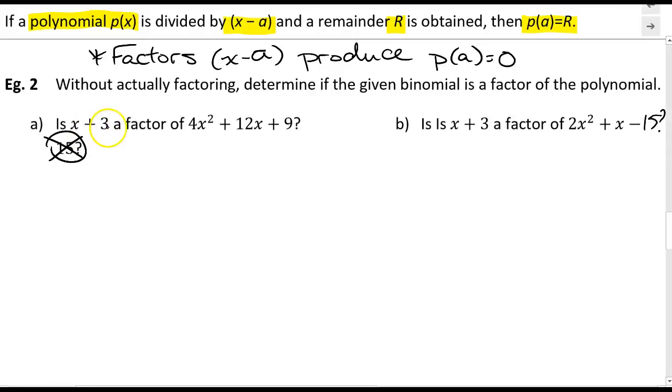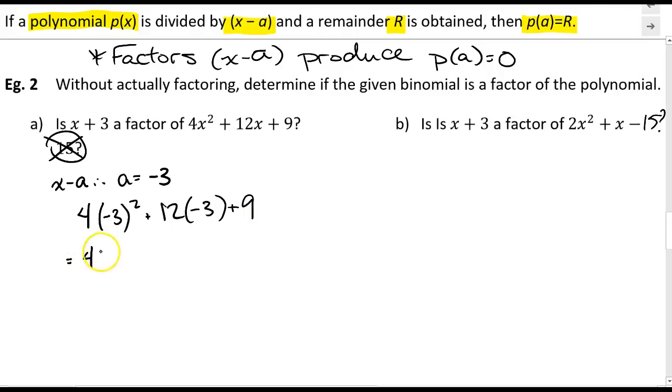So using this one, we've got x plus 3. Well, in the theorem, we're told x minus a. So we're actually going to be saying that a is negative 3. We need to switch that sign because we've got that negative out in front, and we need a negative and a negative to give us that positive value. From here, plug and chug. 4 times negative 3 squared plus 12 times negative 3 plus 9.